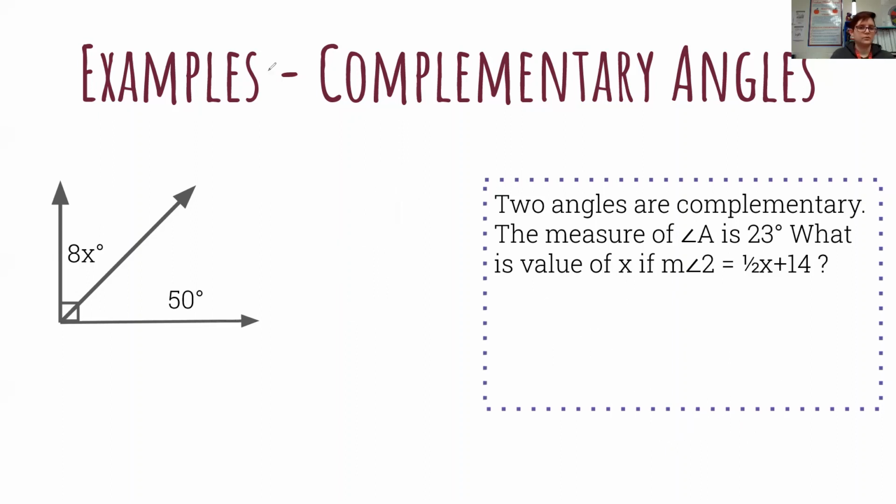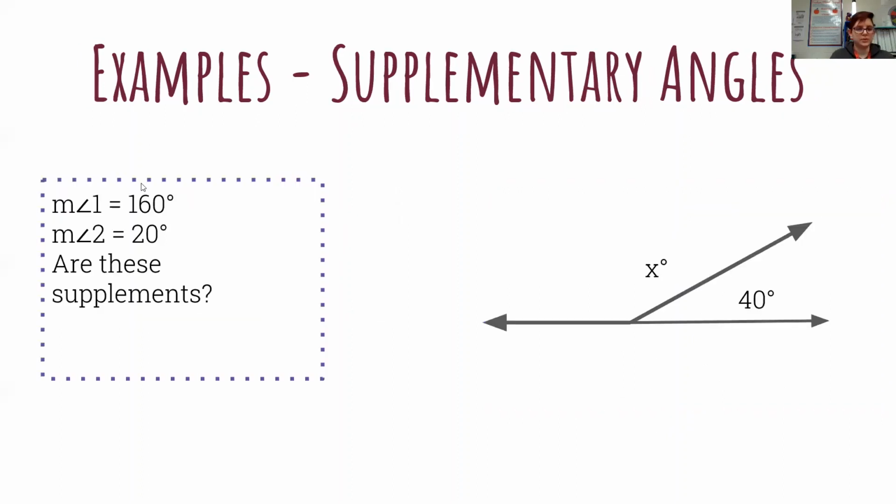Now let's look at a few examples with supplementary angles. So our first one, we have the measure of angle 1 and the measure of angle 2, and we're being asked if there's supplements. Remember, supplements add to 180 degrees. And we get 180. So these are, yes, these are supplements.